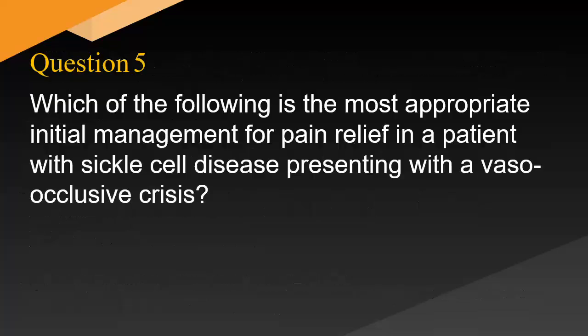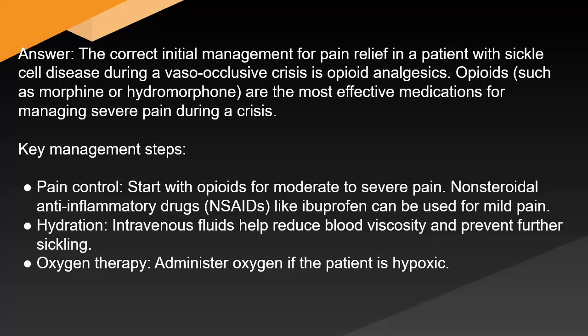Which of the following is the most appropriate initial management for pain relief in a patient with sickle cell disease presenting with a vaso-occlusive crisis? Answer: the correct initial management for pain relief in a patient with sickle cell disease during a vaso-occlusive crisis is opioid analgesics. Opioids, such as morphine or hydromorphone, are the most effective medications for managing severe pain during a crisis.